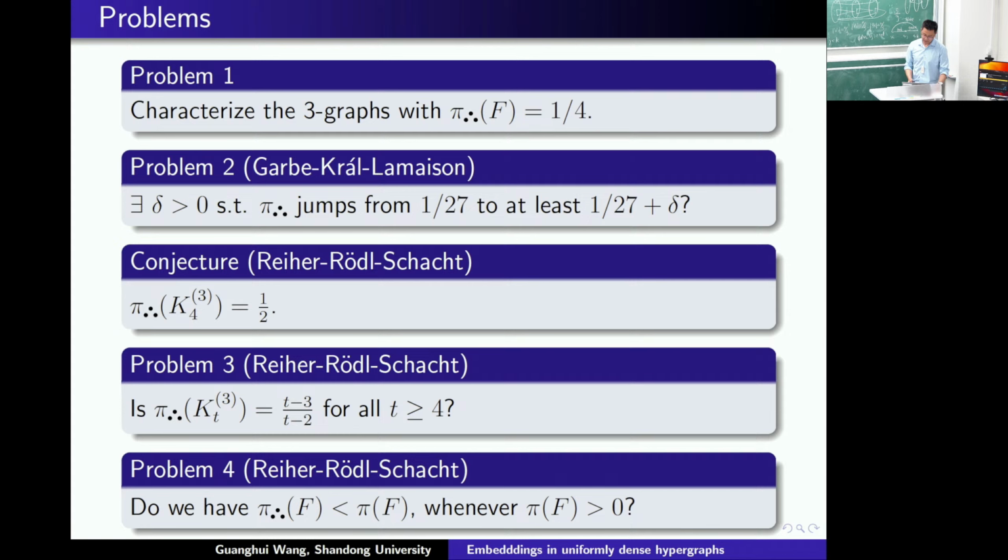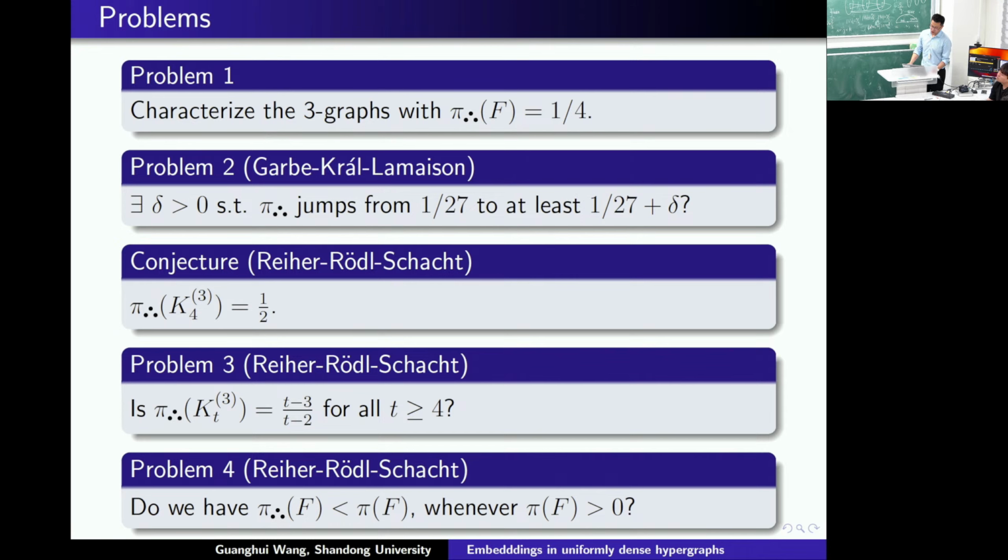Okay, let us close the talk with several problems. The first one is about the characterization of the 3-graphs with uniform Turán density 1/4. The second one is whether there is a delta such that the uniform Turán density jumps from 1/27 to 1/27 plus delta. The urgent thing is to solve this conjecture.